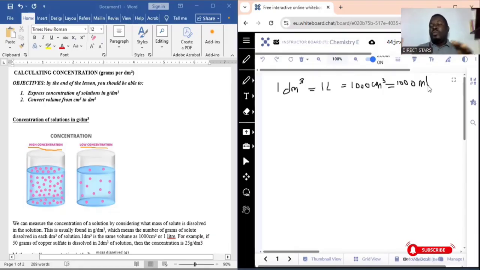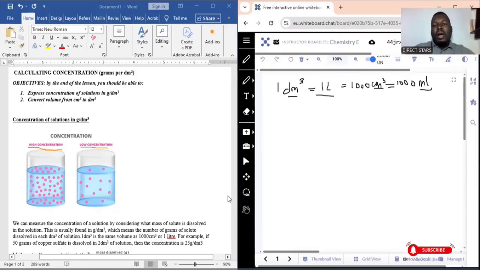I will be using 1 liter or 1 dm cube interchangeably. They mean the same thing. The conversion rate is just 1,000 of the cm cube or of the milliliter is equivalent to 1 dm cube or 1 liter of solution.